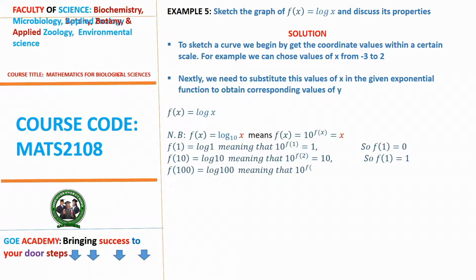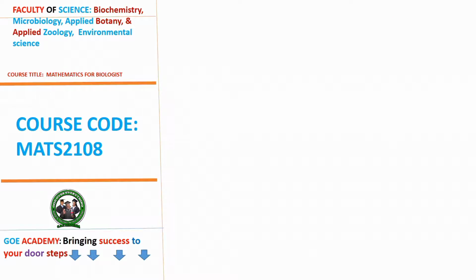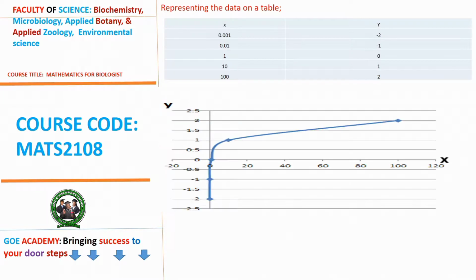So the corresponding values of x that I've taken here are 1, 10, 100. I also took 1 on 10 and 1 on 100 as my values of x, and that was the output. So I can represent this output in a table. I hope I'm not too fast. It's the same approach as in the previous exercise. So you put the data in a table and plot, and you have something of this form.